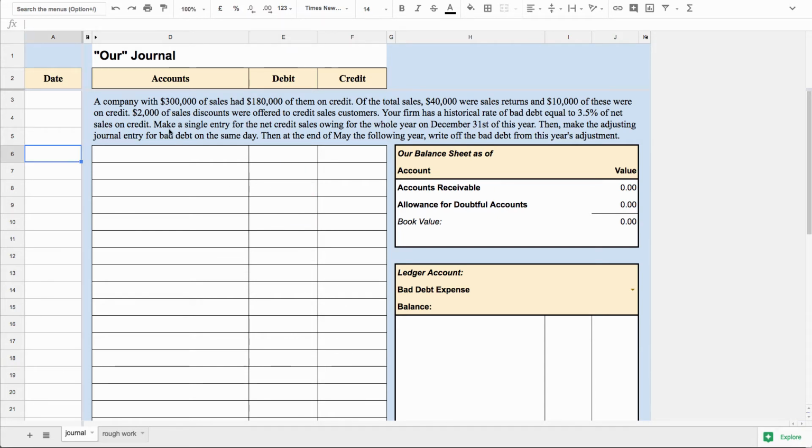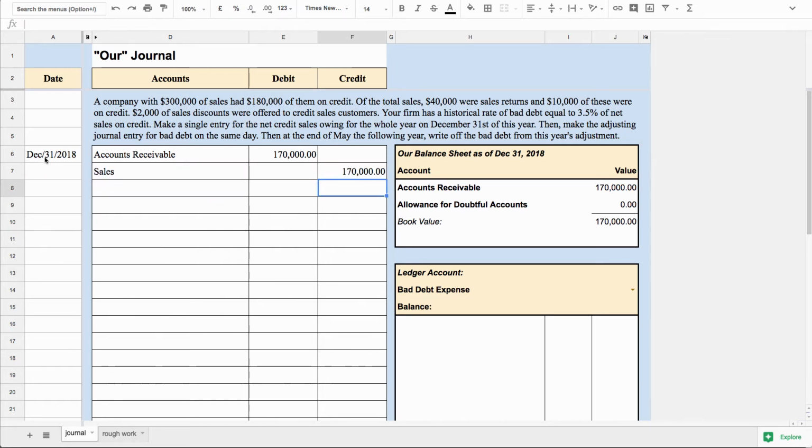If we read this, it's asking us to make a single entry for the net credit sales owing for the whole year on December 31st. That wouldn't really happen, but we want to throw in the balance for accounts receivable just so we can see it right here where we show the balance sheet. So we'll do that. We'll go December 31st of this year, and we debit accounts receivable to show what we're owed in total, imagining that we do this entry all at once, which we of course would not, and we will credit our sales revenue, which is 170,000.